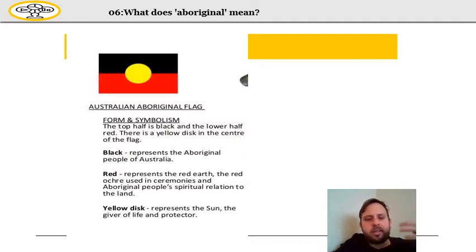Okay, now, because there's so many different tribes, a lot of Aboriginal people use this flag to show that they are Aboriginal, and it's this black flag with red and a yellow circle there. The black represents the Aboriginal people of Australia. The red represents that red earth. I don't know if you remember when we saw those pictures of the outback and the bushland in Australia. The ground's very orange and red, so that's what it represents. And that yellow disc, what do you think that represents? Yep, the sun. Because Australia is a very hot place, so it represents the sun that shines down on the land, the giver of life and the protector.